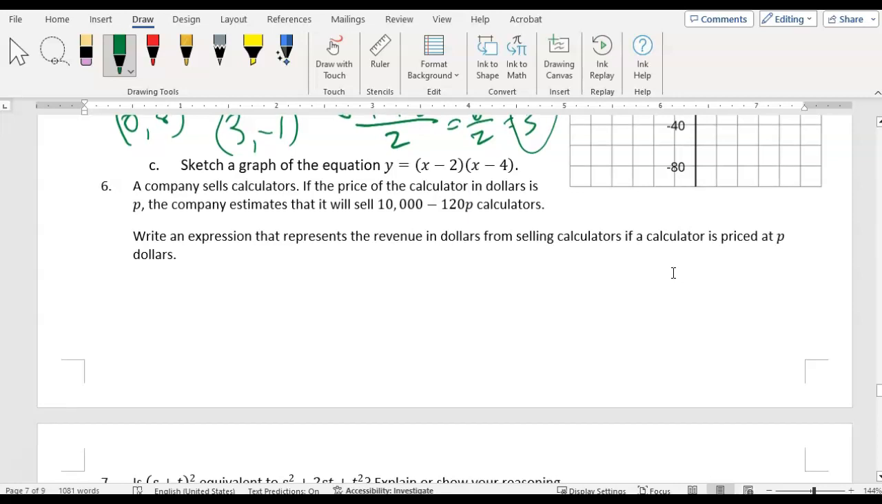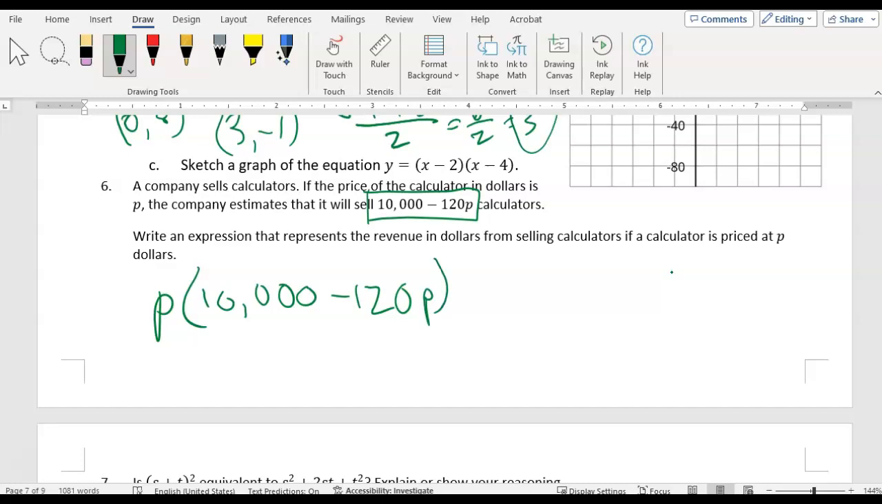All right, a company sells calculators. If the price of the calculator in dollars is P, the company estimates it will sell 10,000 times 120p calculators. Write an expression that shows us the revenue. So this is just going to be this.